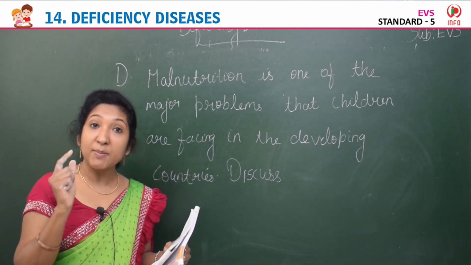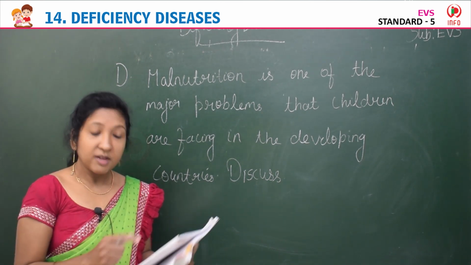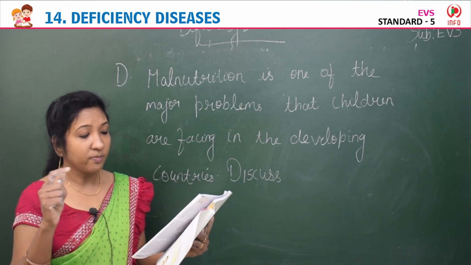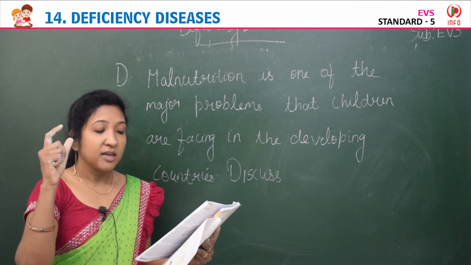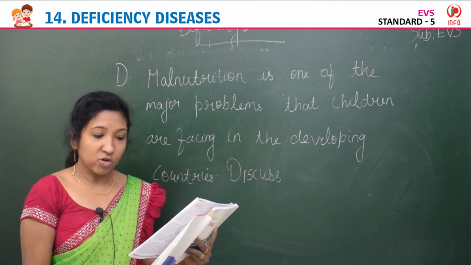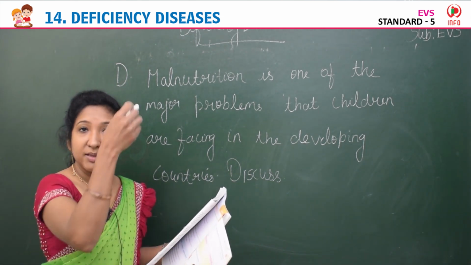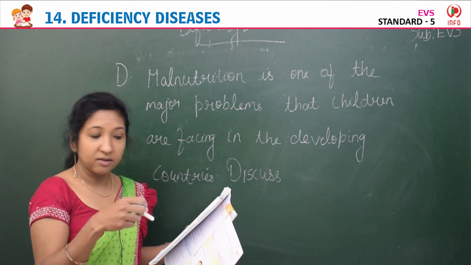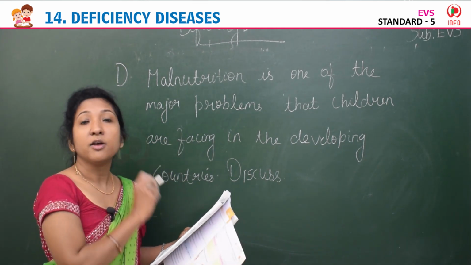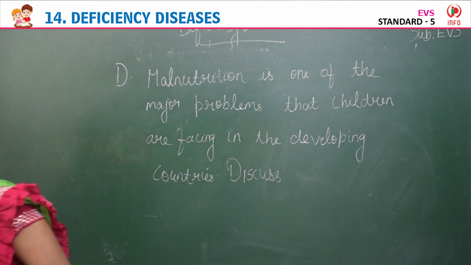C, deficiency of vitamin C. Which disease does it cause? Scurvy. Last one, deficiency of vitamin D causes rickets. So you have to write the name of the vitamin and the disease caused by its deficiency. Already they have written deficiency of vitamins, named A, B, C, D. You just have to write in the next column the diseases caused due to the deficiency of these vitamins. Okay, children?